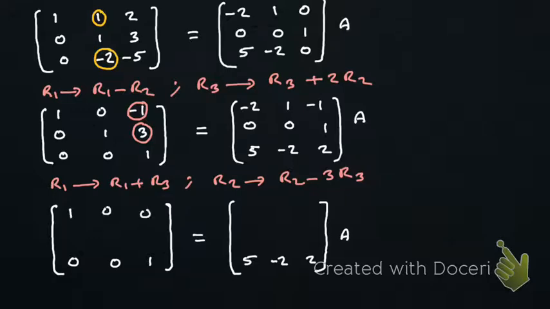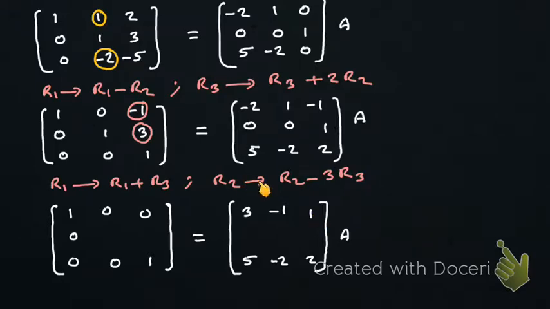So let's do that. R1 plus R3. To the first row, you add the third row. 0 plus 1 is 1. 0 plus 0 is 0. 1 plus minus 1 is 0. Also on the right side, 5 plus minus 2 is 3. Minus 2 plus 1 is minus 1. And 2 plus minus 1 is 1.